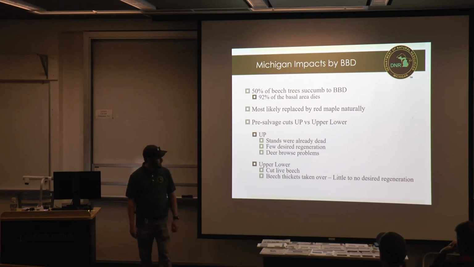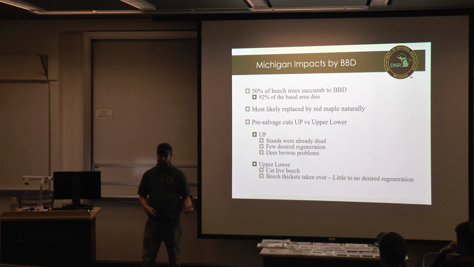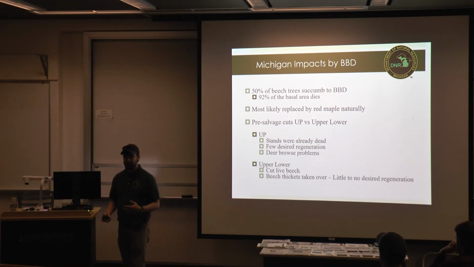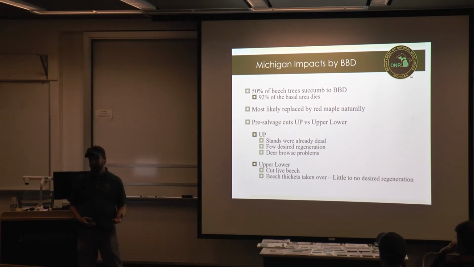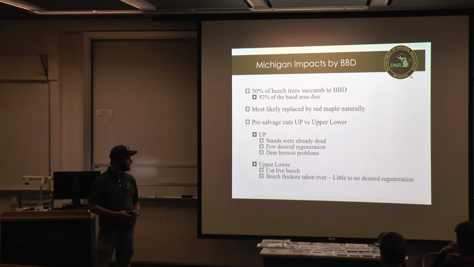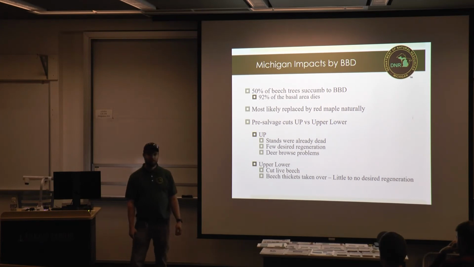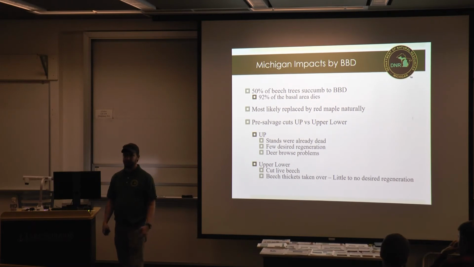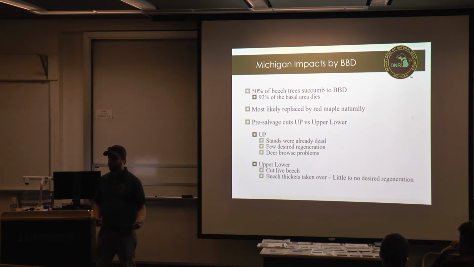In the lower peninsula, we also did some salvage cuts, trying to get ahead of beech scale and to reduce and contain. Now the problem with that is we're cutting down live trees. When we cut down live trees, all the root systems brought up root sprouts. So we had all these beech thickets, and it basically choked out anything else in those areas.